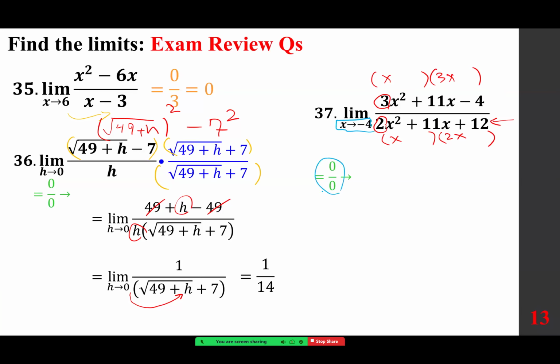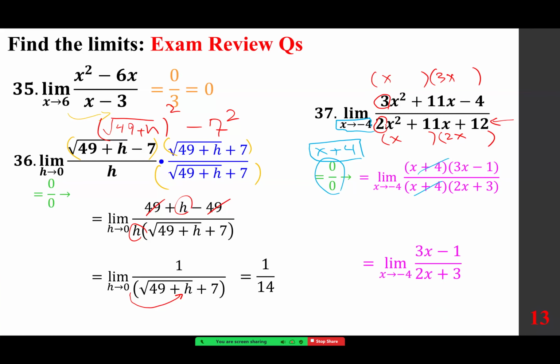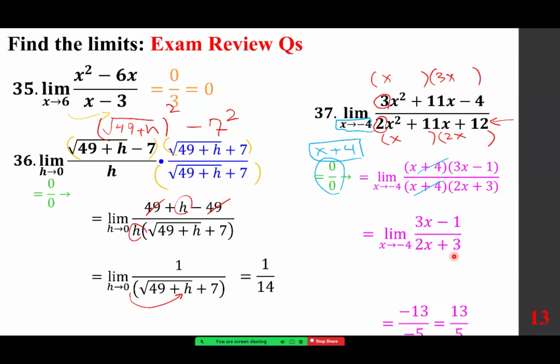And we have 0 over 0. This means we must have a factor of x plus 4 at both the top and the bottom. Normally, that's the case. So that makes life very easy when it comes to factoring. So 3 times negative 4 is negative 12, and negative 1 is negative 13. 2 times negative 4 is negative 8, and positive 3 makes it negative 5, and this becomes 13 over 5.